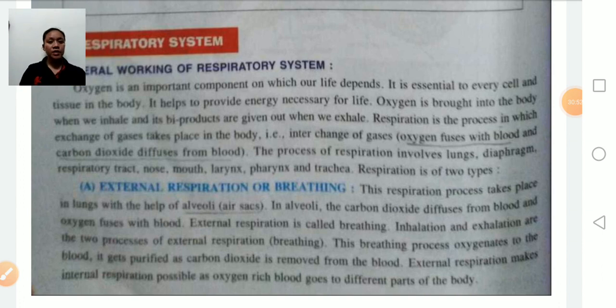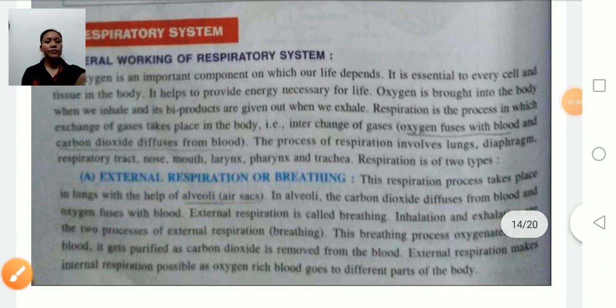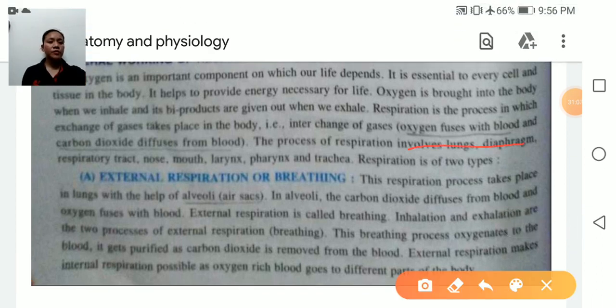There is an exchange of gas, oxygen and carbon dioxide, between the blood. Interchange of gas means oxygen is fused with the blood and carbon dioxide is diffused from the blood.